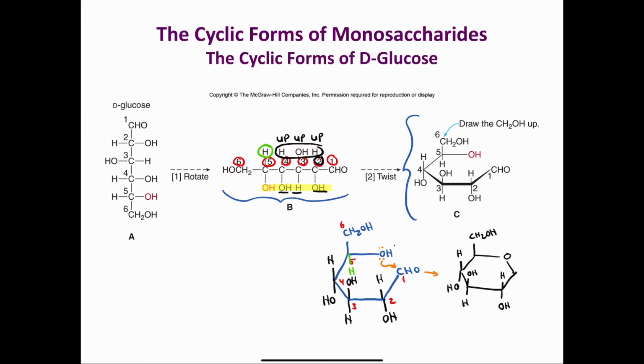The next part is just to decide whether we're going to draw alpha D-glucose or beta D-glucose. If we want to draw alpha D-glucose, the hydroxyl should be pointing down like this. And if we want to draw beta D-glucose, the hydroxyl should be pointing up like this.